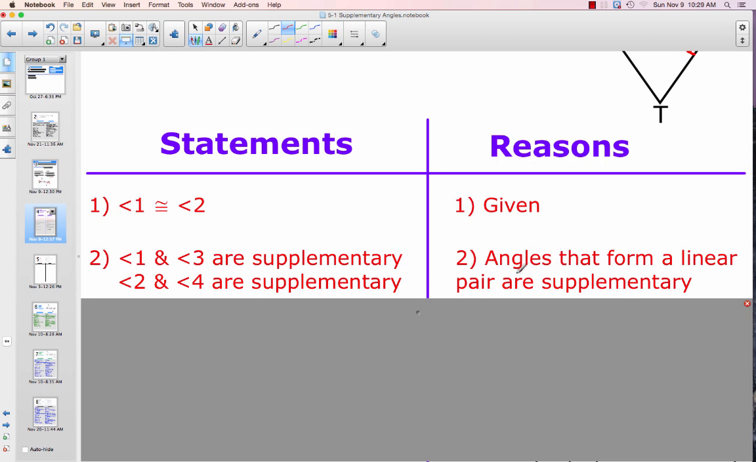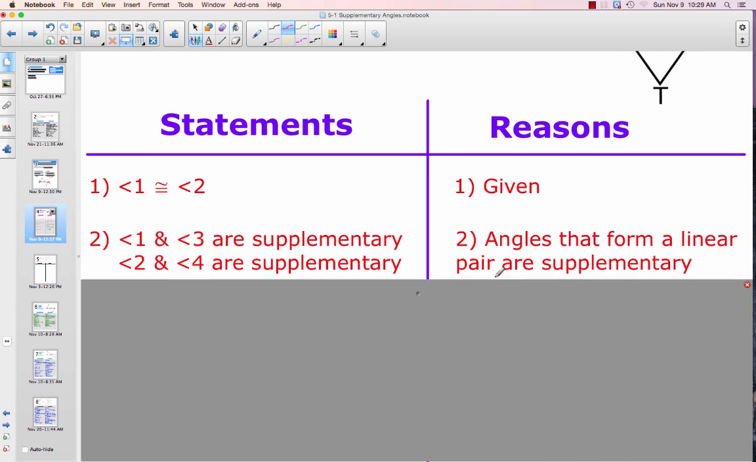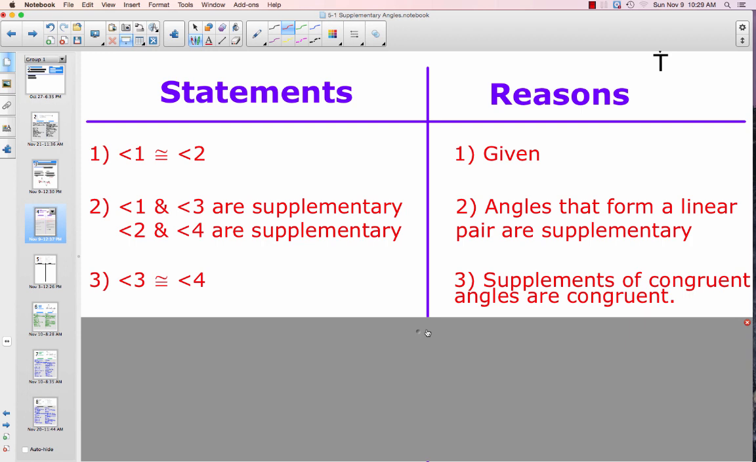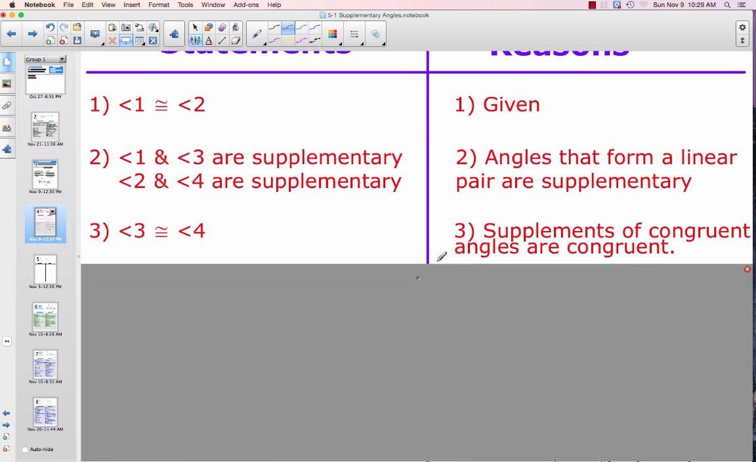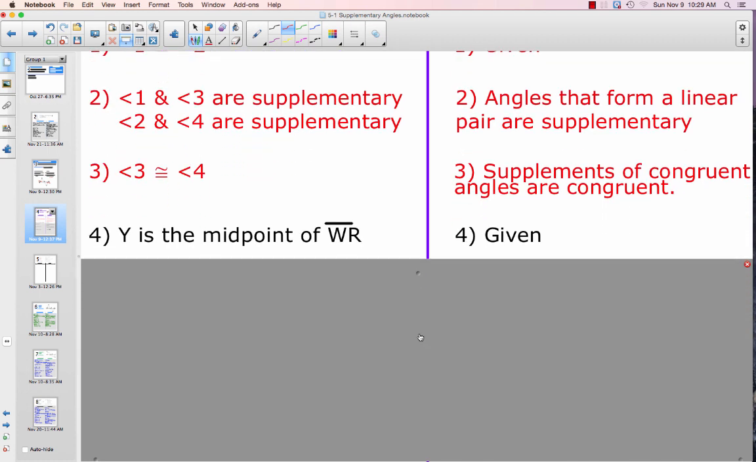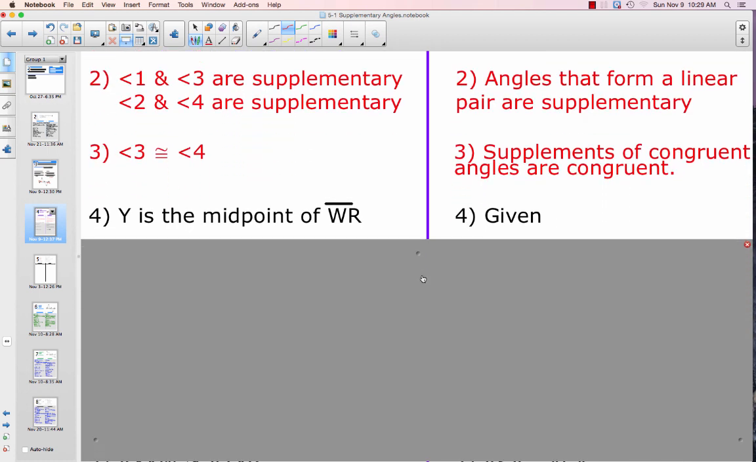Angles that form a linear pair are supplementary. Well, if 1 and 2 are congruent, and 1 and 3 and 2 and 4 are supplementary, well then 3 has to be congruent to 4, because supplements of congruent angles are congruent. So that was the new kind of additional theorem that we learned. Then everything else you should know from past lessons.